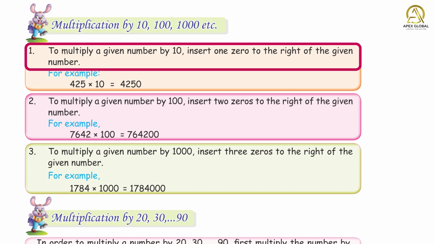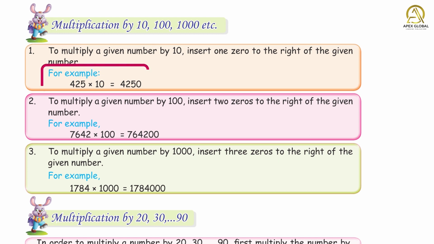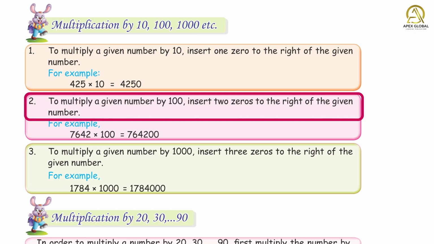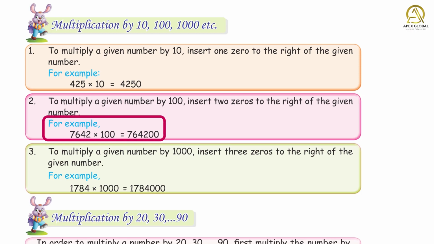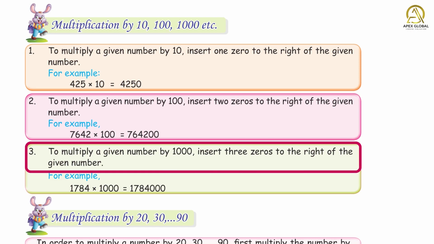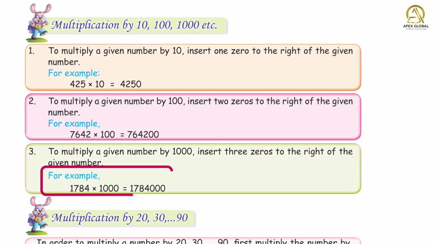1. To multiply a given number by 10, insert 1 zero to the right of the given number. For example, 425 into 10 is equal to 4250. 2. To multiply a given number by 100, insert 2 zeros to the right of the given number. For example, 7642 into 100 is equal to 7,64,200. 3. To multiply a given number by 1000, insert 3 zeros to the right of the given number. For example, 1784 into 1000 is equal to 17,84,000.